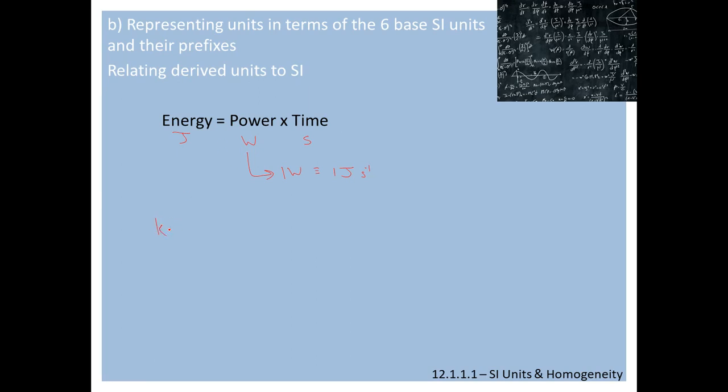It's all about just balancing your units. So joules would be kilograms meters squared per second squared, would be the equivalent of watts multiplied by seconds. So in order to balance this, those watts must be kilograms meters squared per second cubed.